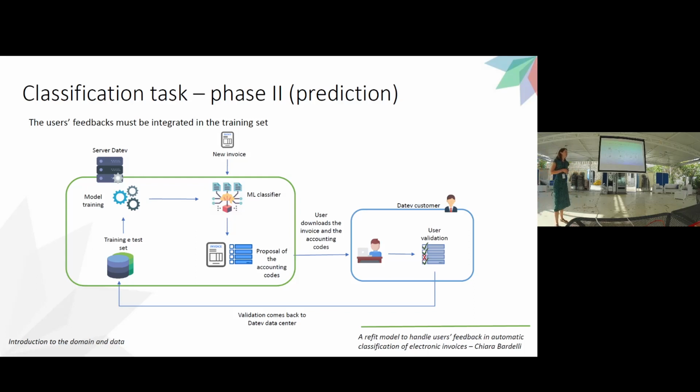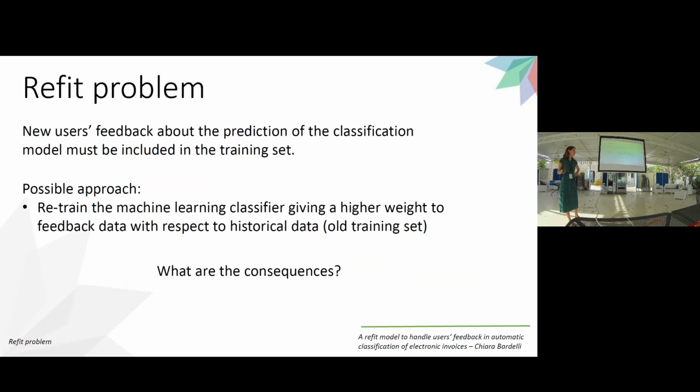And then at the end we have some feedback data provided by the officers that are very useful, because they are another way to evaluate our models instead of the prediction performance computed on the test set. So we want to include these feedback data inside our process to improve the prediction performance. And this is our REFIT problem.